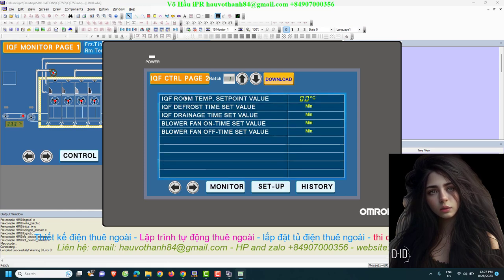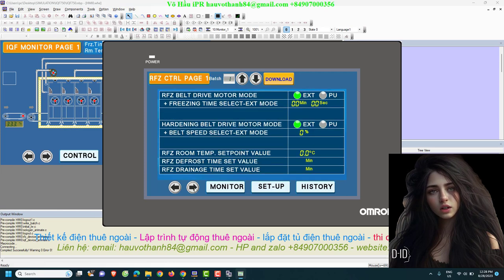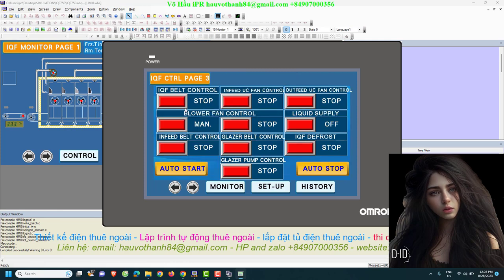Why is the fluidized bed IQF the ideal solution for freezing? Because this technology allows each piece of food to be frozen separately, not attached to each other. This is important in maintaining the flavor, texture, and integrity of the product after the freezing process.